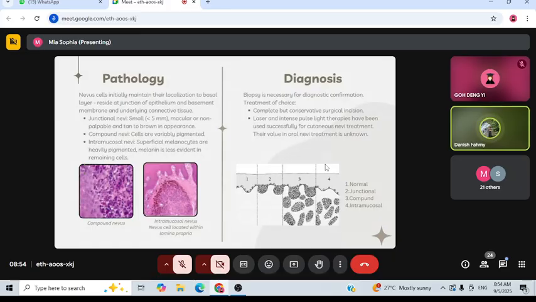For diagnosis, biopsy is necessary for diagnostic confirmation because different diagnoses will have different treatments. For example, treatment is a complete but conservative surgical excision, or we can use a laser, and intense pulse light therapies are also used successfully for cutaneous nevus treatment.